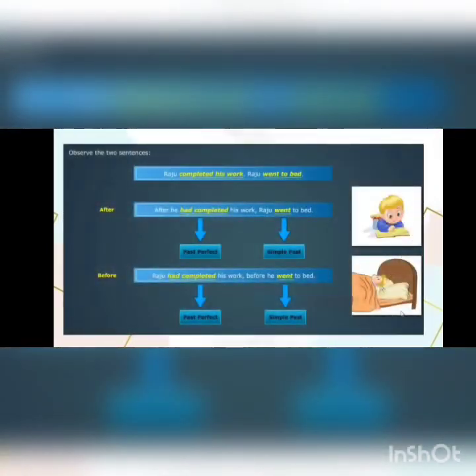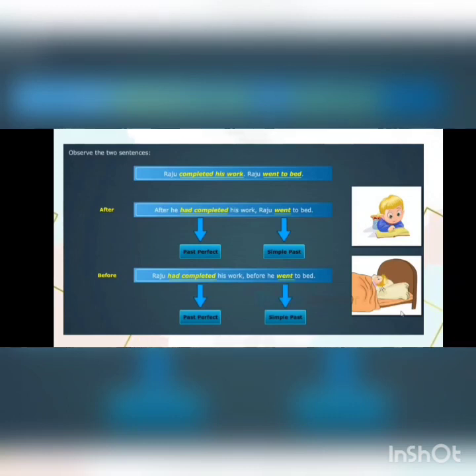How to combine two sentences using past perfect and simple past. Students, observe the two sentences in this picture. Raju completed his work. Raju went to bed. Here the sentences are talking about two different actions that are completed. To join these two sentences into one sentence, please observe the sequence, that is, which action is done first and which action is done later. Then join them using proper linkers such as after, before, etc.